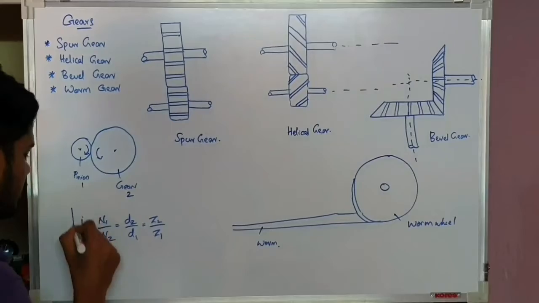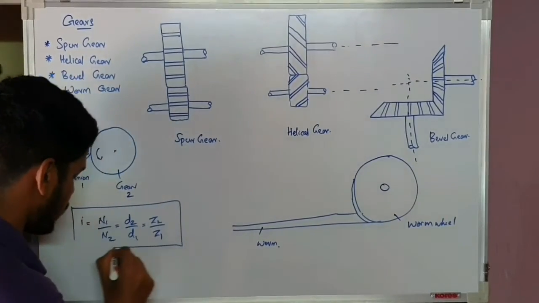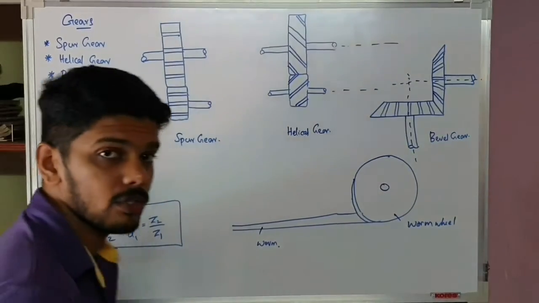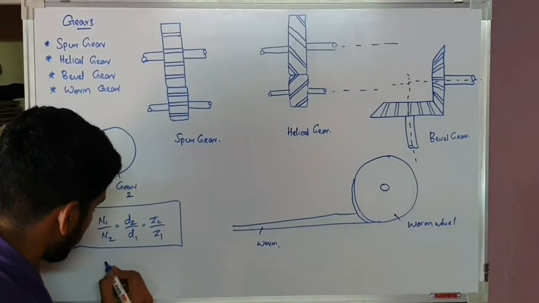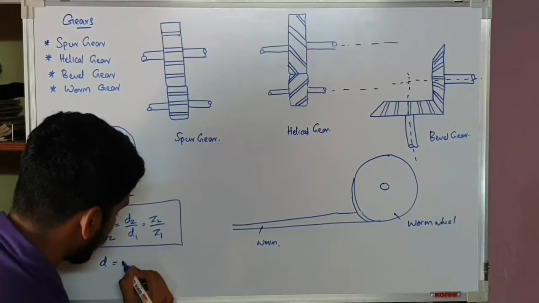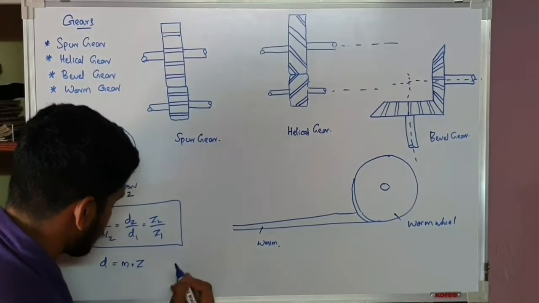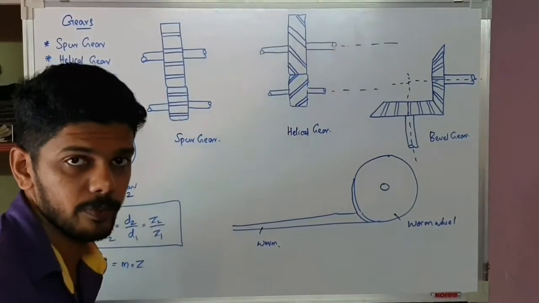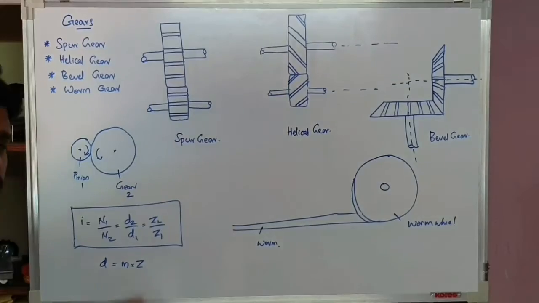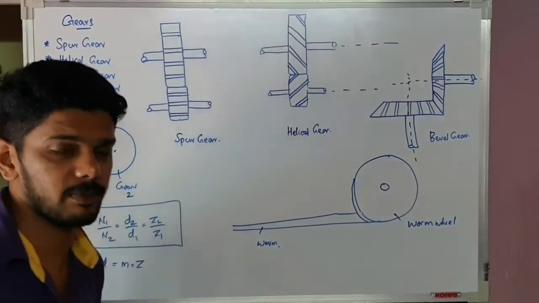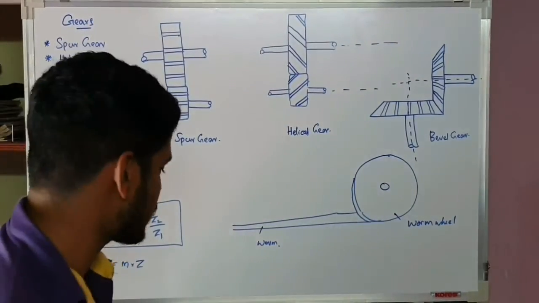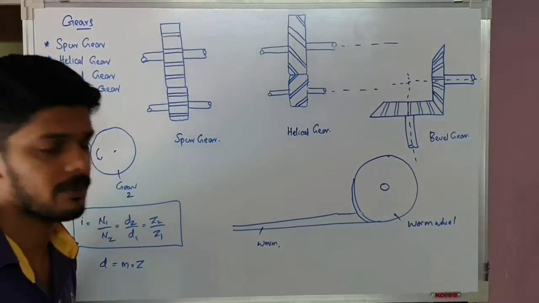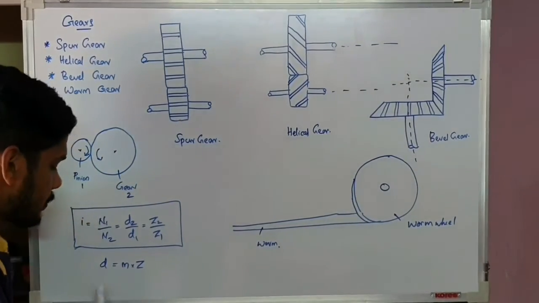This is the fundamental equation that you had already studied. And also one more thing, diameter is equal to module into Z. If it is D1, then it is Z1. If it is D2, then it is Z2. These are all things that you studied in previous semesters, mechanics and dynamics. It's a single thing, no more complexity.